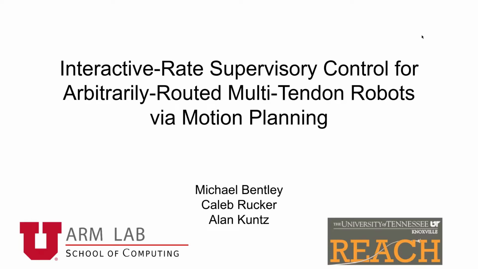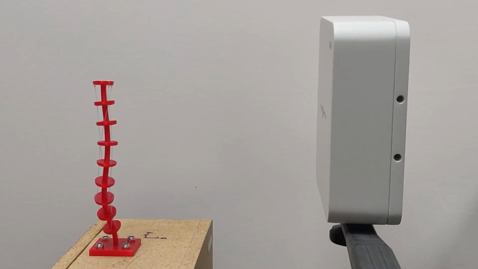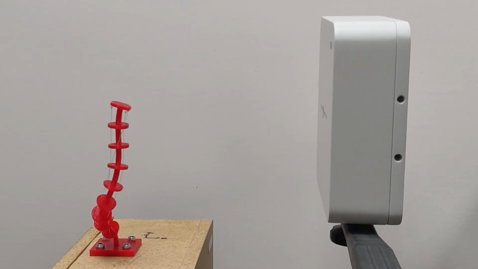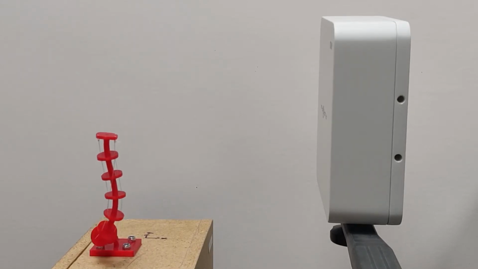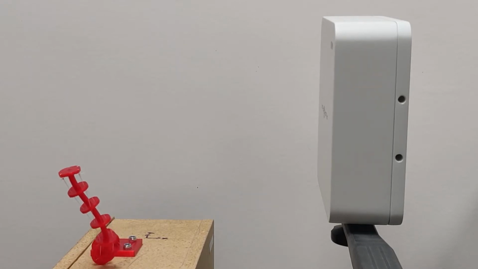This work is interactive rate supervisory control for arbitrarily routed multi-tendon robots via motion planning. This is a tendon-driven robot, a promising type of continuum robot. Tendon-driven robots have a flexible backbone with tendons routed some distance away from the backbone. By applying tension to the tendons, we can actuate the robot.